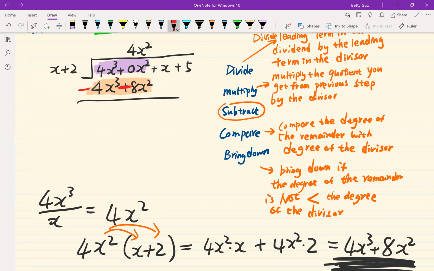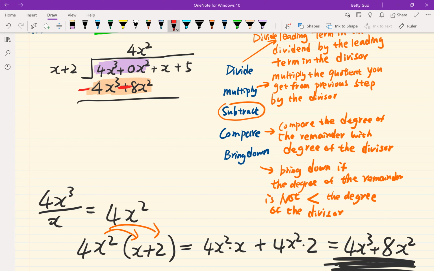So we are subtracting. The product we got from step 2 goes right below the dividend, making sure vertically all the terms are like terms. We are going to subtract the orange from the purple. But instead of subtracting, we change the sign in the orange. They were both positive, and we change them to negative. And then we do the addition.